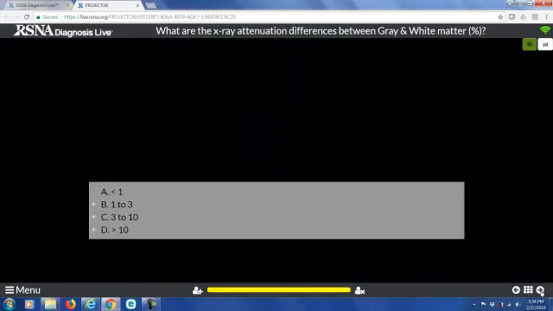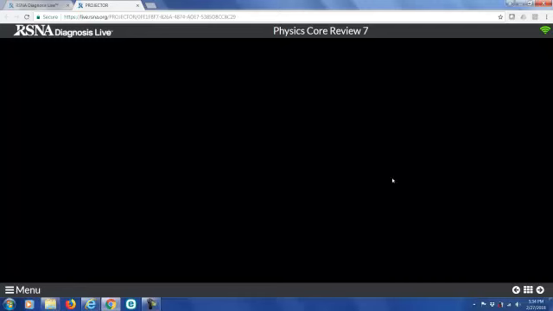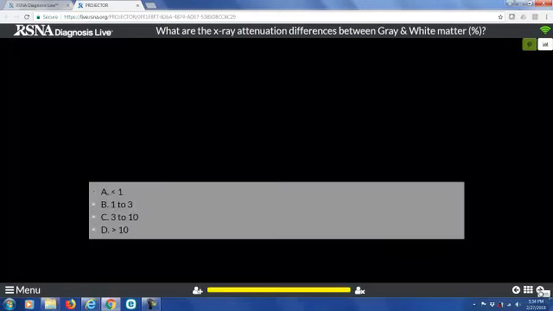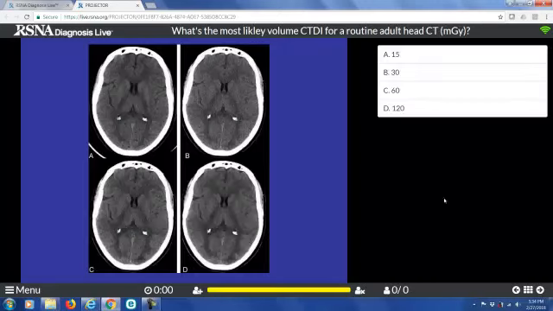And the correct answer is it's typically about 0.5% or 5 Hounsfield units. Grey matter might be 40 and white matter would be about 35. What is the most likely volume CTDI for a routine adult head CT? 15 milligray, 30, 60 or 120 milligray?